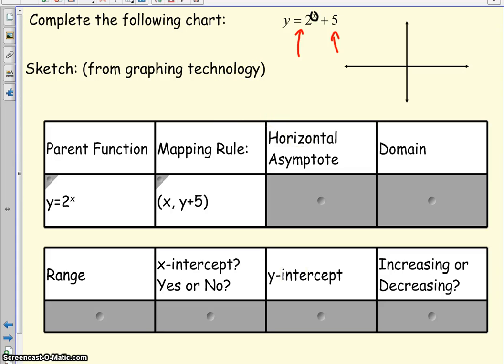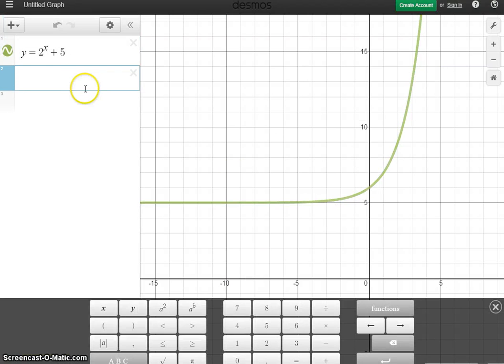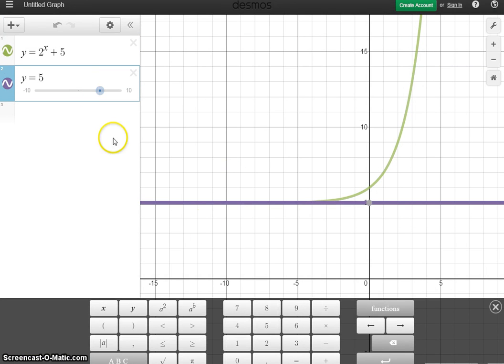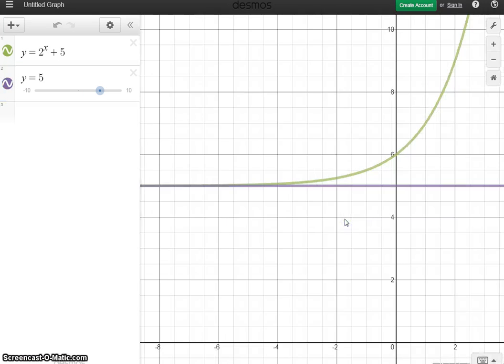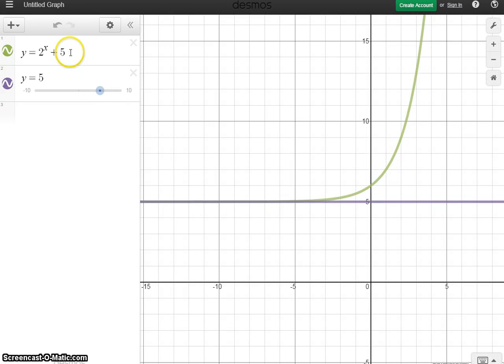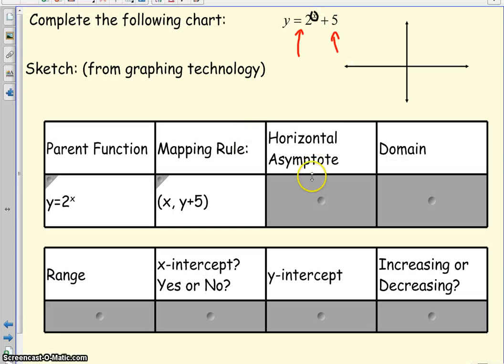Our horizontal asymptote, you can see it on the graph here, is at y equals 5. That's the line we get infinitely close to but never actually touch. The easiest way to see it though is just to take a look at the vertical shift in the equation. So the horizontal asymptote is going to be y equals 5.